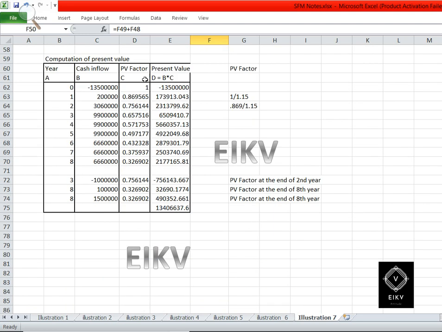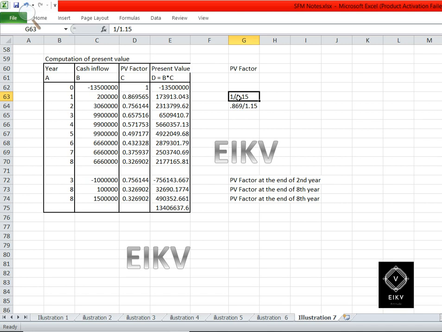Okay. After that, we need to compute the PV factor. So for computing the PV factor at the year end, the cost of capital given in this question is 15%. So for the computation of PV factor at the end of the year, we need to use a formula which is 1 divided by (1 plus r) whole raised to n.